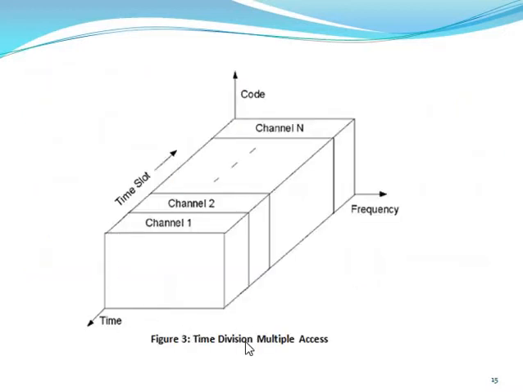So this is the image of time division multiplexing. This is one time slot. This is channel 1, which you have divided by time. This is the time slot, based on the particular frequency.